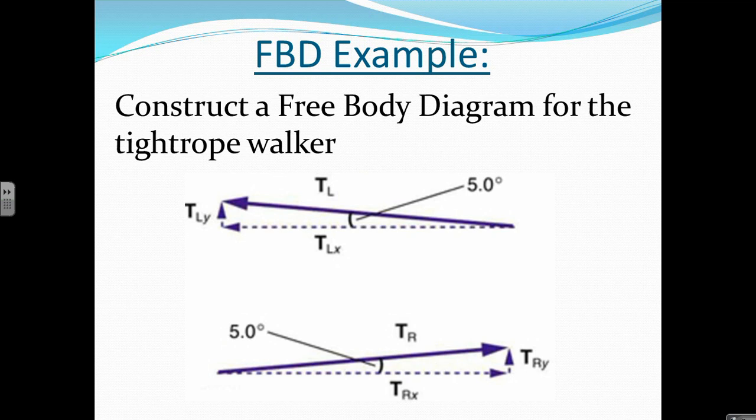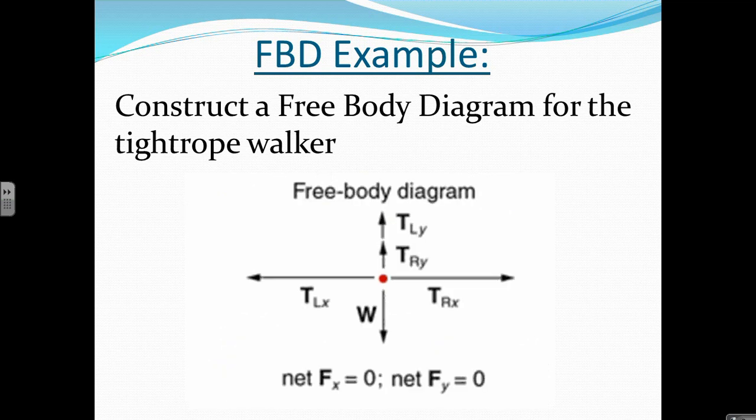We take these two tensions in our previous free body diagram, and we want to replace tension left, tension right with tension left in the x direction and tension left in the y direction, tension right in the x direction, tension right in the y direction, giving us a free body diagram that looks like this. Weight vertically downwards, tension left vertical, tension right vertical, pointing upwards. We have tension to the left and tension to the right, both of those being horizontal.